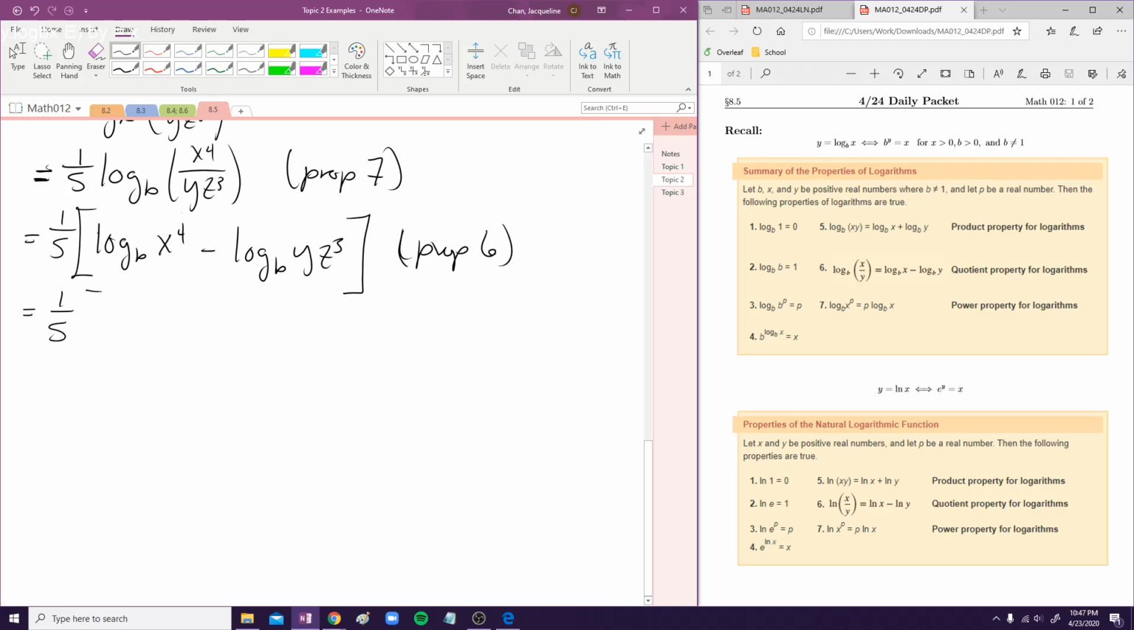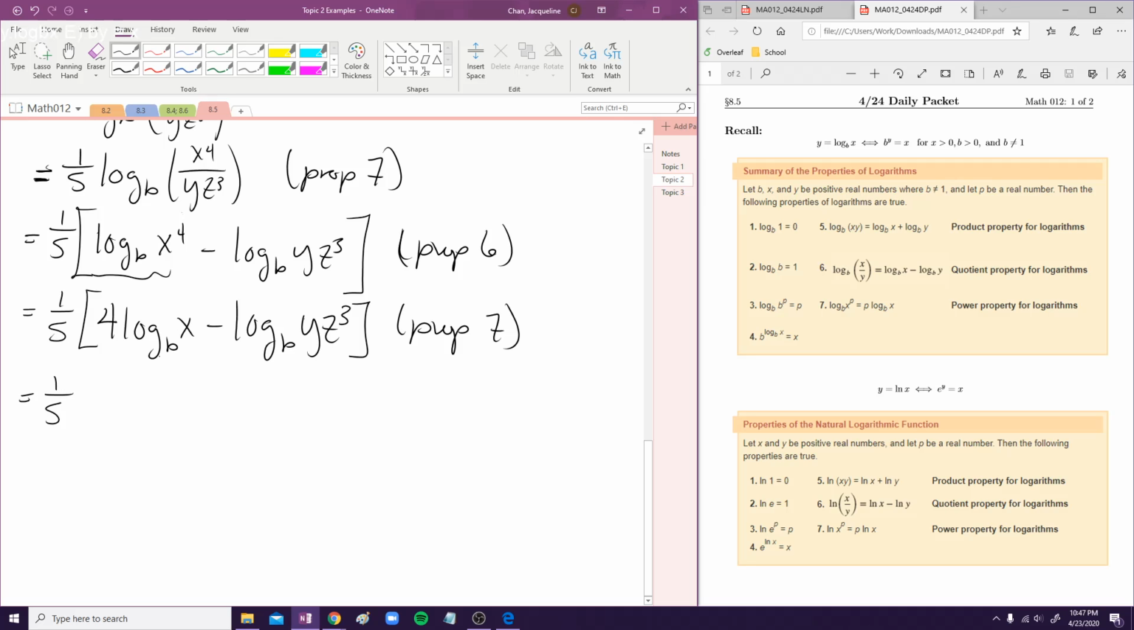1/5. Looking at this first logarithm, I notice there's a power, so I'm going to use the power rule. So this becomes 4 log base b of x. Instead of doing more steps, you can if you want, but I'm not going to. So this is by property 7 again. I'm looking at this first logarithm, and I can't do any more to it. So now let's focus on the second one.